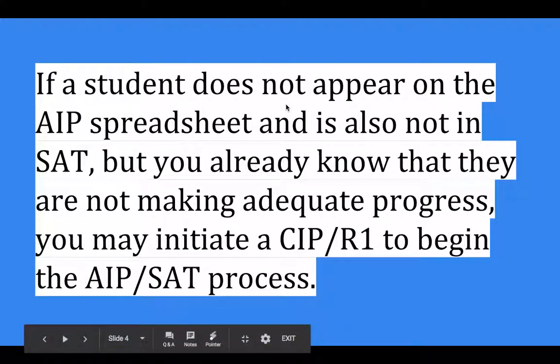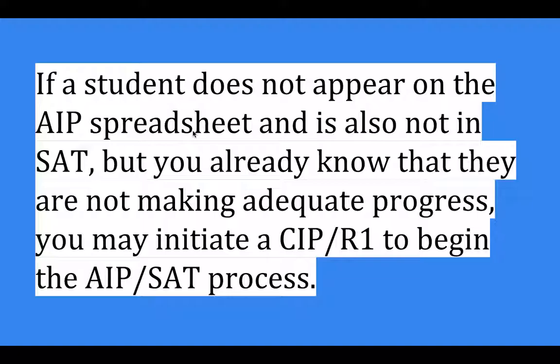If a student that you have doesn't appear on the AIP eligibility list and is not in SAT, but you know that they're not making adequate progress, you can initiate a CIP or that R1 form as well. It just means that they don't have to be on that list if you would like to initiate that process.